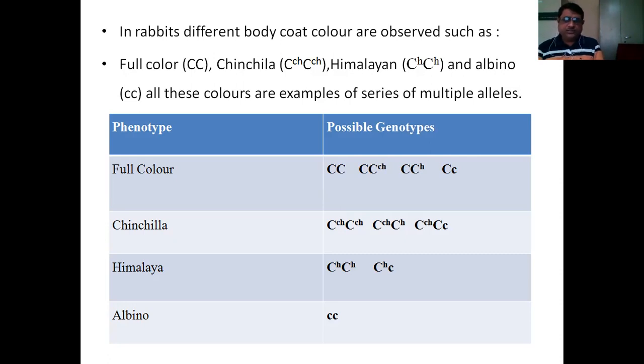In the same way, chinchilla will have three genotypes, because it is next to the full color. Then at the third place there will be Himalaya and albino. So the hierarchy of dominance will be, first, the full color. Full color will be dominant over all these three coat colors, followed by chinchilla, Himalaya and albino. So there will be four genotypes for full color, three for chinchilla, two for Himalaya, and one for albino.